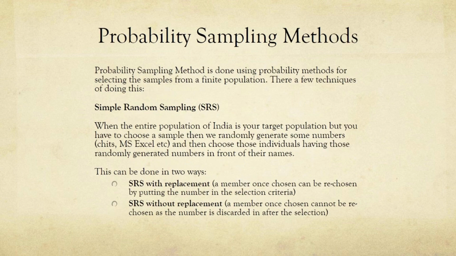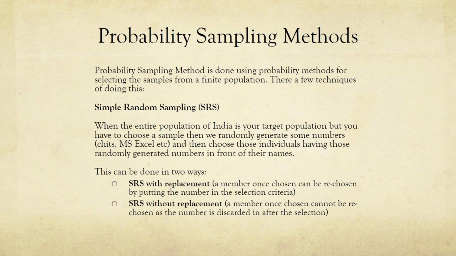Let's start with the probability sampling method. So one part is probability, the second part is non-probability. There are four ways in which you can do the probability sampling method. What do you mean by probability sampling method? It is basically randomly selecting numbers or samples from a finite population.